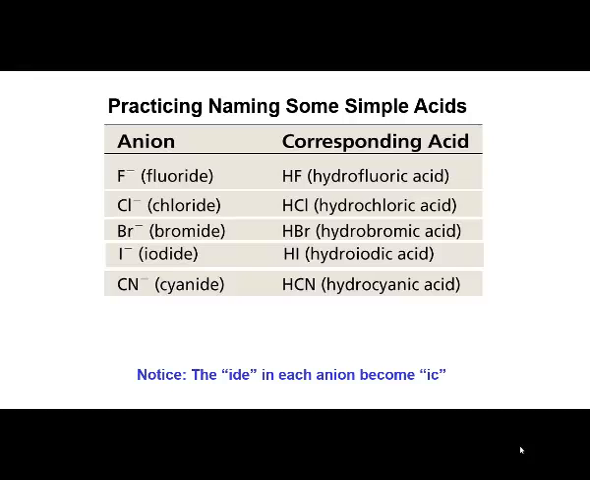So we're seeing these -ide endings going to -ic, and we're seeing a hydro- added to the beginning. So this is hydrocyanic acid. Now, again, if we look at sulfur and we have sulfide, the sulfide ion has a -2 charge, so its binary acid form would be hydrosulfuric acid. So those are quite simple to remember once you've practiced a couple.